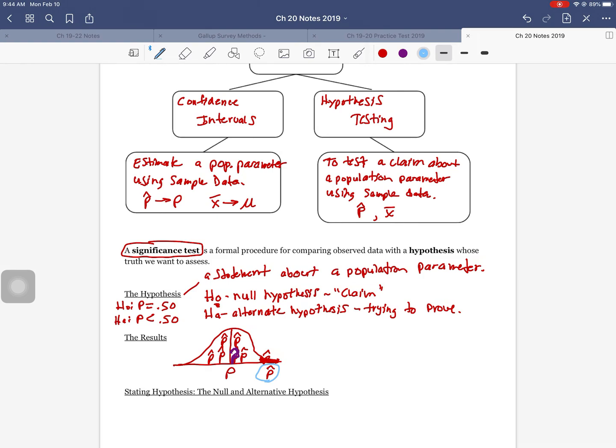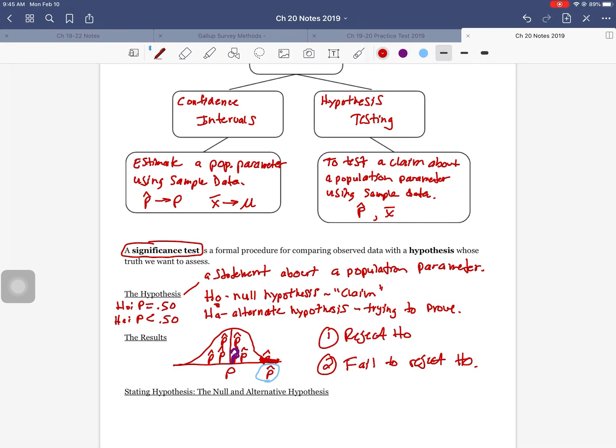At the end of the process, we're going to be able to make one of two statements. We are either going to say that we reject the null hypothesis, which means that we had evidence that that claim was probably incorrect. Or the second conclusion we can say is that we fail to reject the null. Notice neither of those say that we accept the null hypothesis, because that's really not what's happening here.